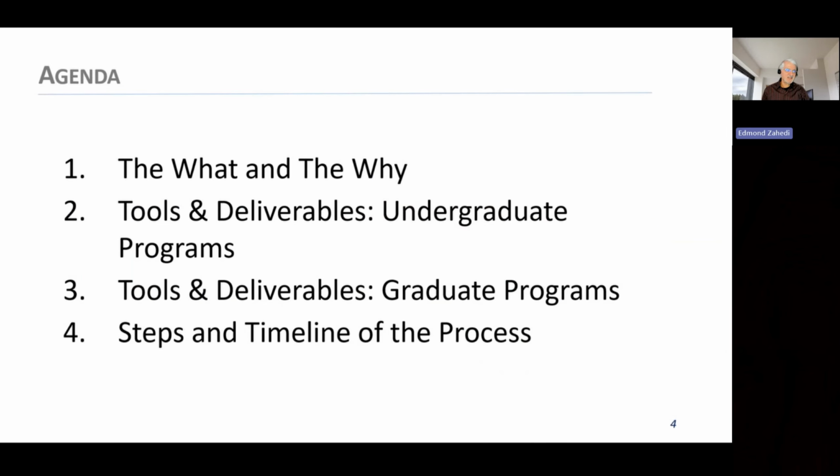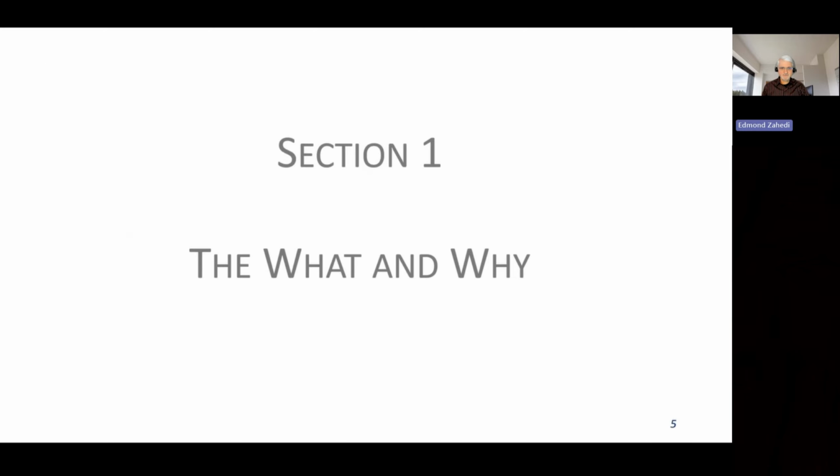Let's talk about the agenda. Today, I propose that we first review what this activity is and why we do it. It's always good to understand the reason why we are doing stuff, where we'll focus mainly on the question of why all this work is necessary. Then we'll look in detail at the deliverables and tools for undergraduate programs before delving into graduate programs. The difference is a minor difference, but there are different templates, so it's worth having two different sections. Finally, we'll review the different steps so you have a sense of the timeline.